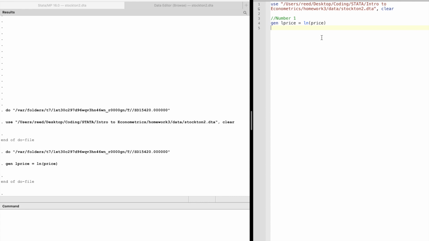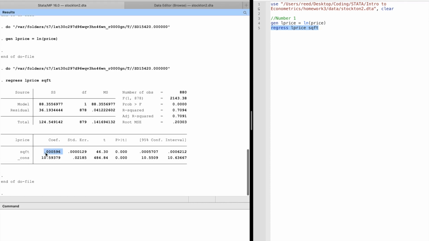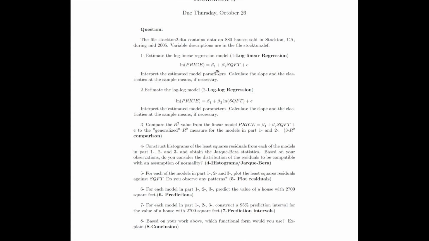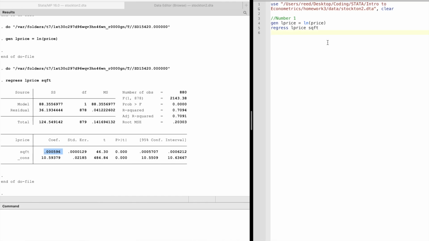So when we regress lprice on square feet, we'll get our log linear regression model. Here's our beta 2, here's our beta 1. Remember, if we multiply this by 100, we get a semi-elasticity. But we want to find the slope and the elasticity here. The slope depends on price, and the elasticity depends on square feet. If we look back at the question, they said at the sample means. So let's figure out what the values of our sample means are.